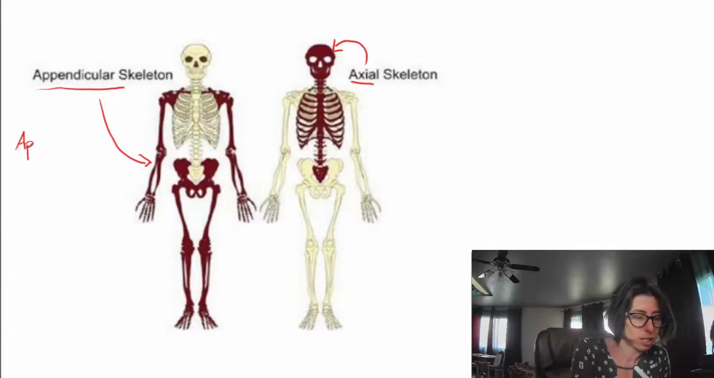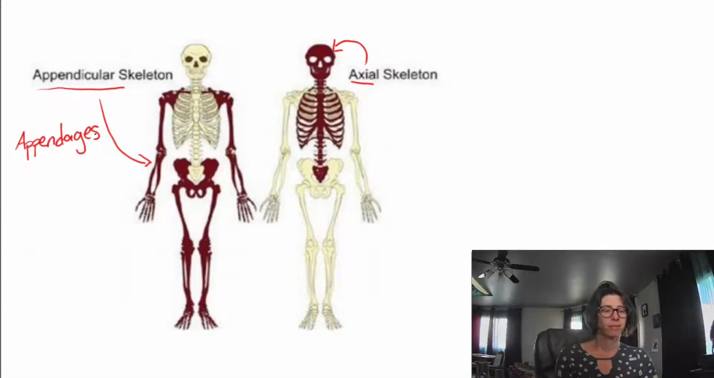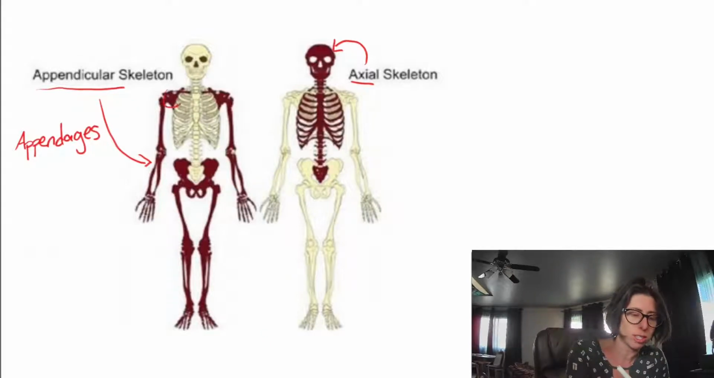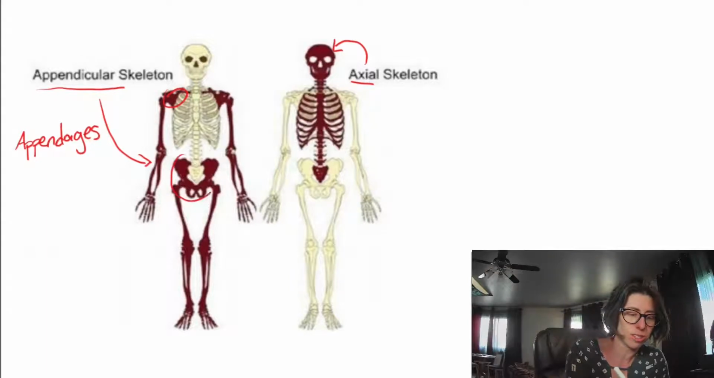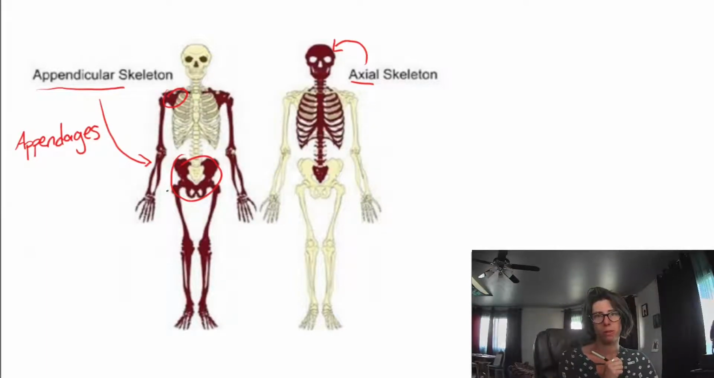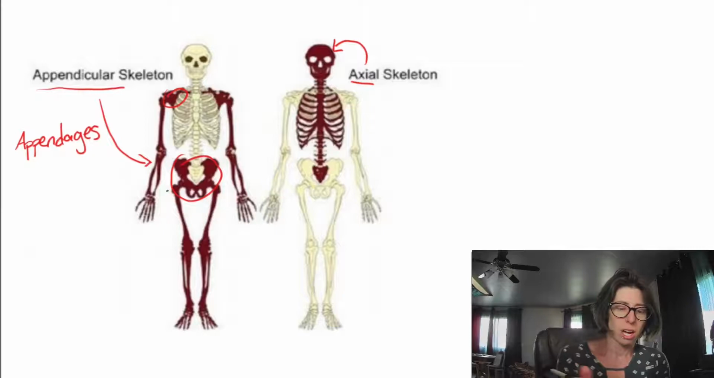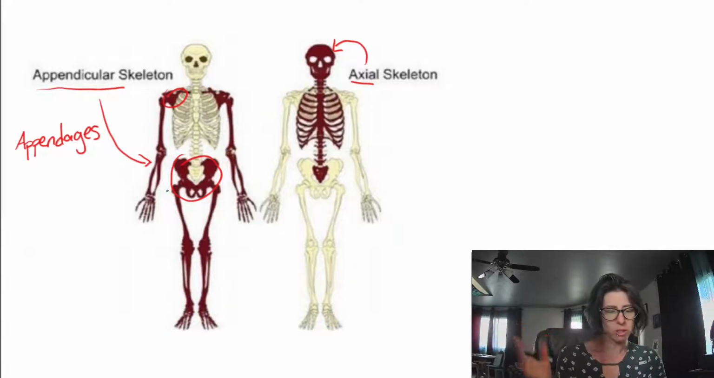So the appendicular region refers to the appendage region. Your appendages are your arms and legs. And the appendicular region includes the scapula in the shoulders, which attaches the arm appendages to the axis of the body. And it also includes the pelvic bone, the pelvic region, which attaches the leg appendages to the axis of the body. All right, and then, of course, all the parts of the arms and legs.